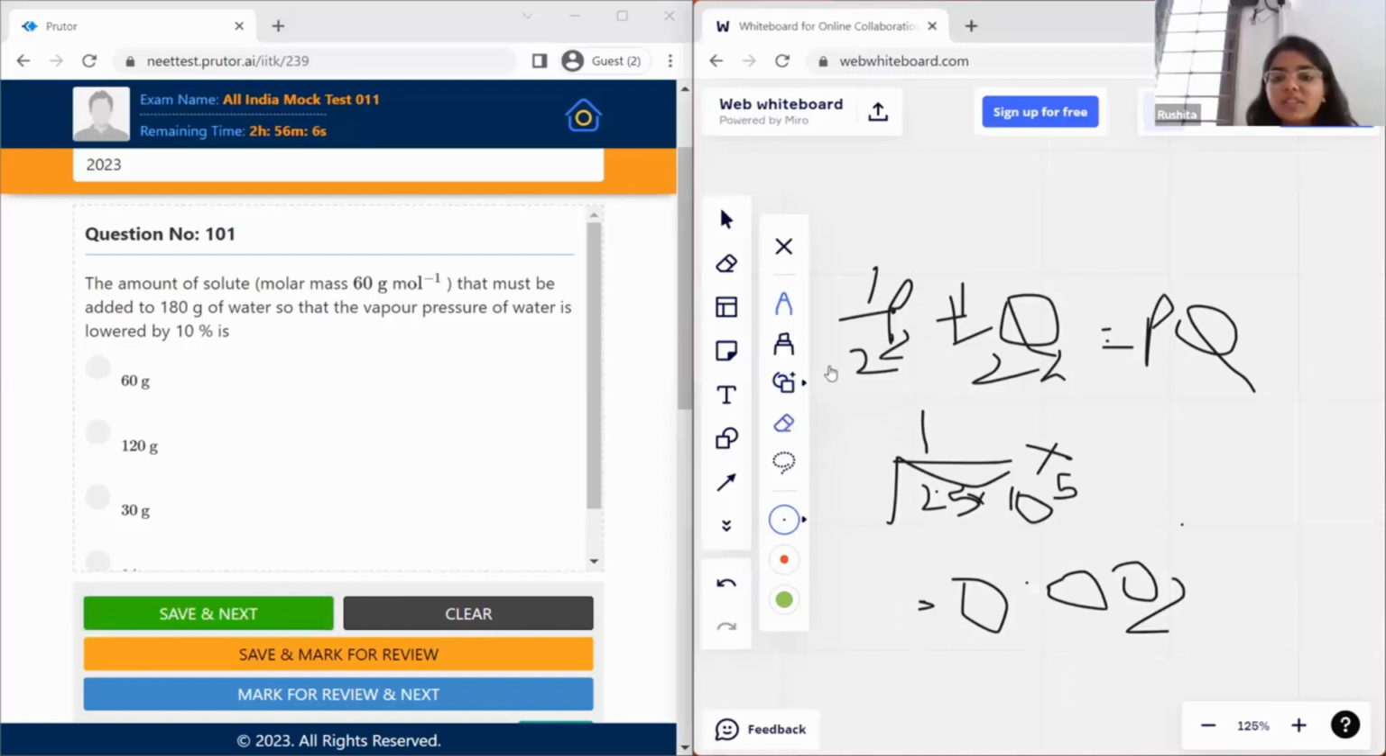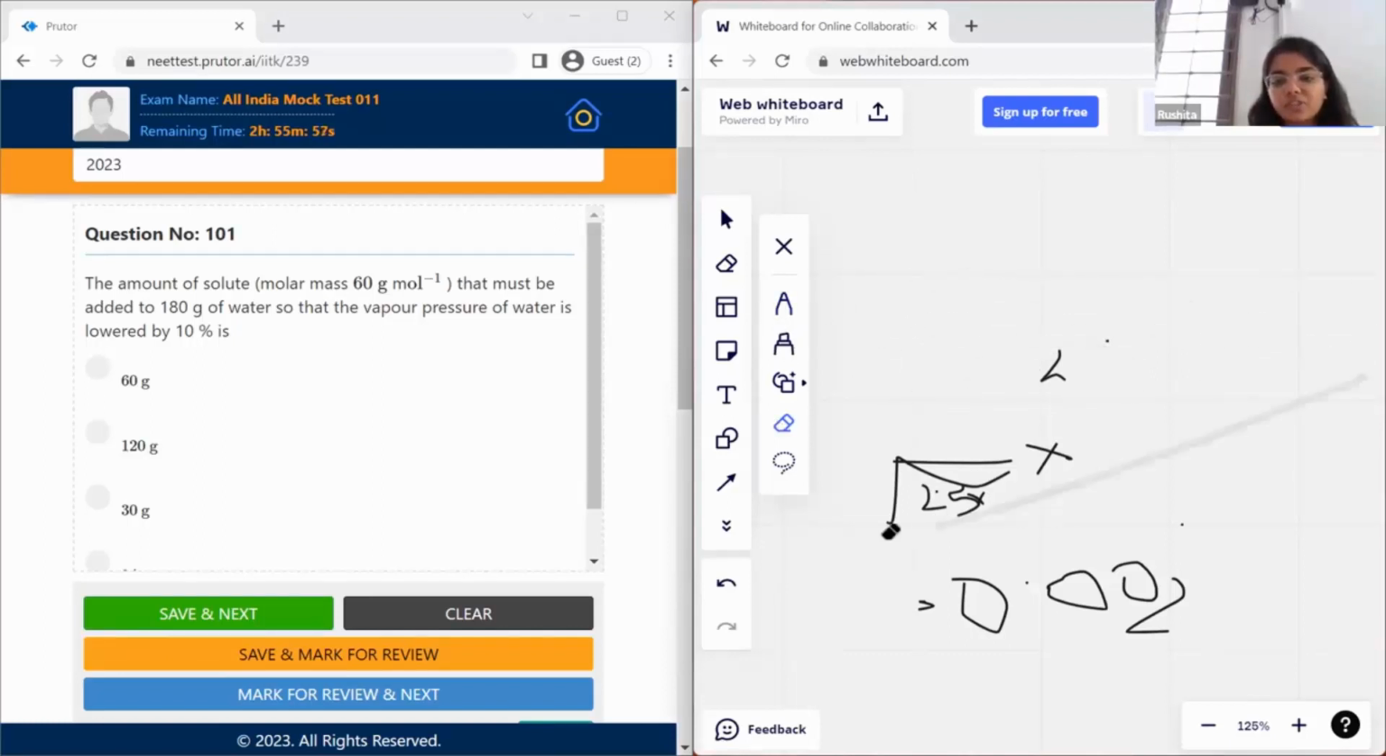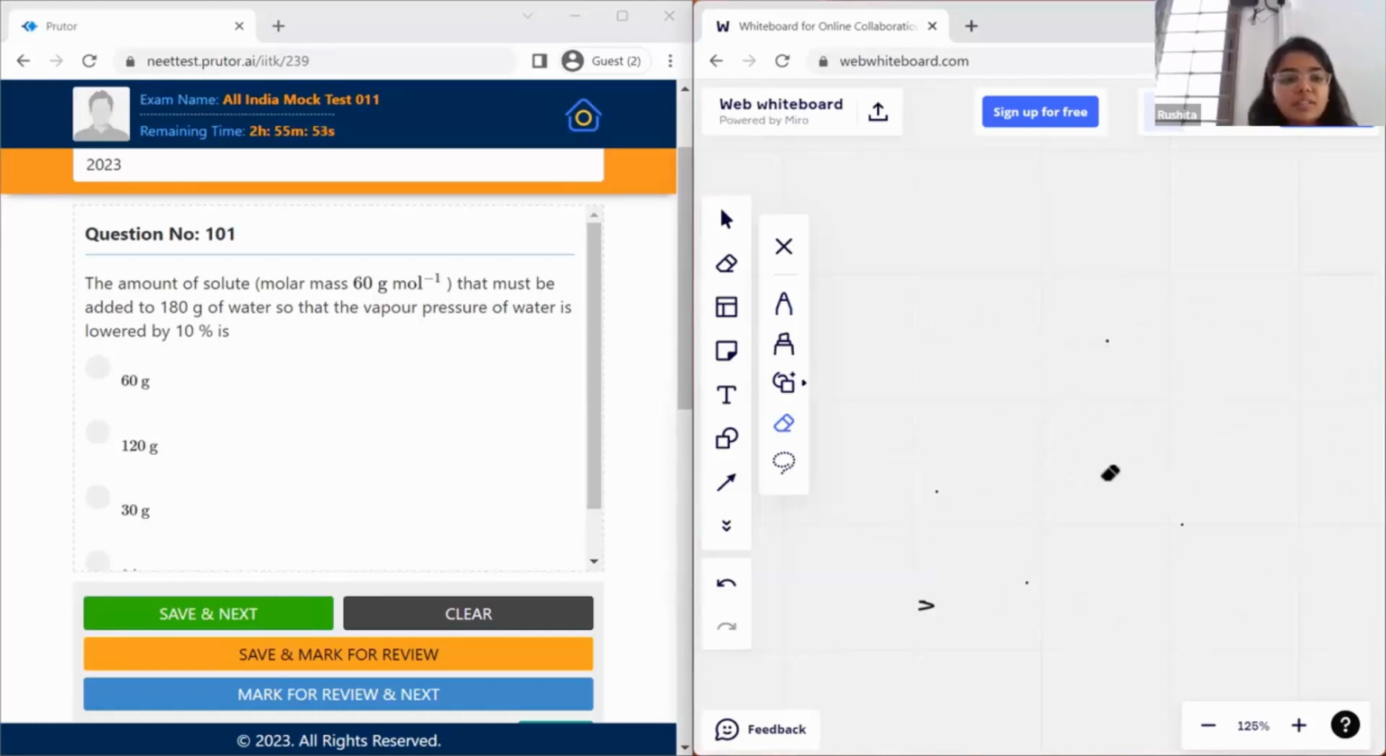This is a very common mistake. You need to know how much the pressure is going to be. So it is lowered by 10%, so 90% of the previous pressure. So the molar mass is 180.